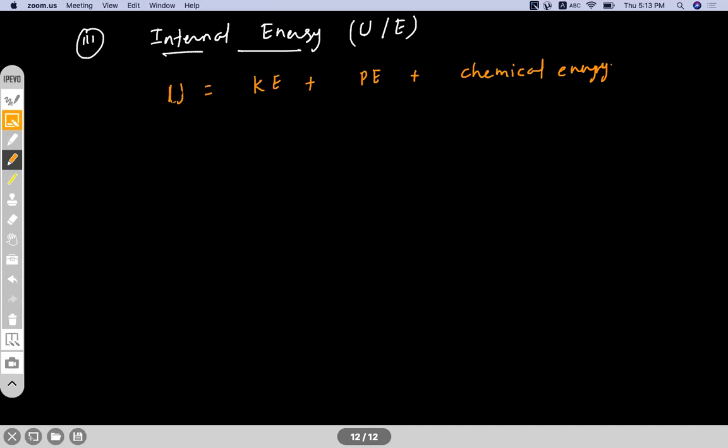That's why it's very difficult to find out the absolute value of internal energy. There are so many terms, so the absolute value is very difficult to find out. Hence, we always find or calculate delta U, the change in internal energy. We don't find the absolute value of internal energy. In questions also, they'll ask you to find the change in internal energy. They won't ask you to find the absolute value, right? Because it is difficult to calculate the absolute value of internal energy, okay?